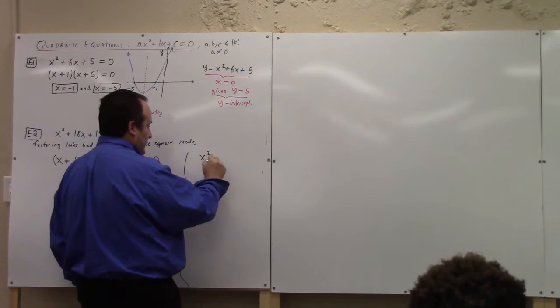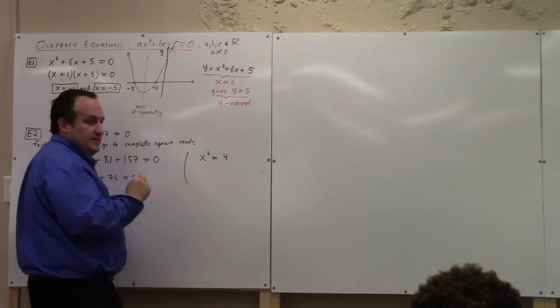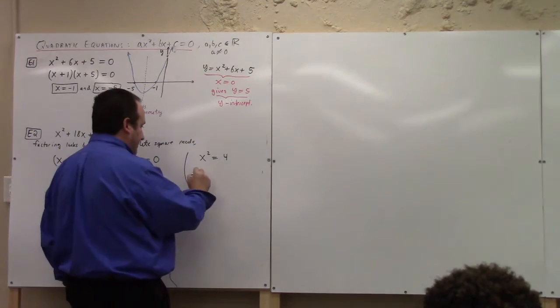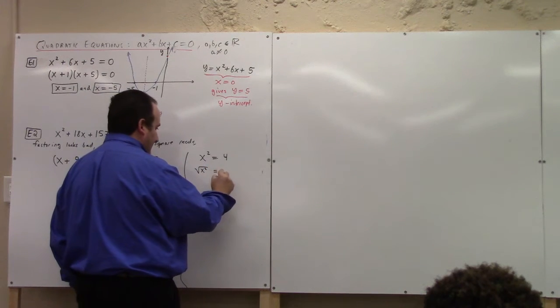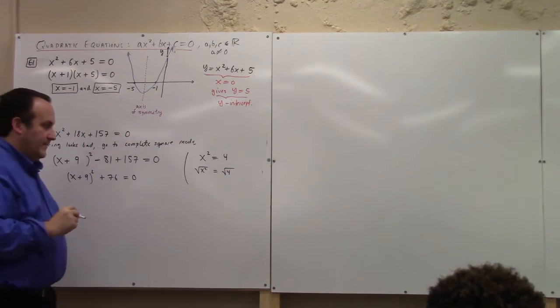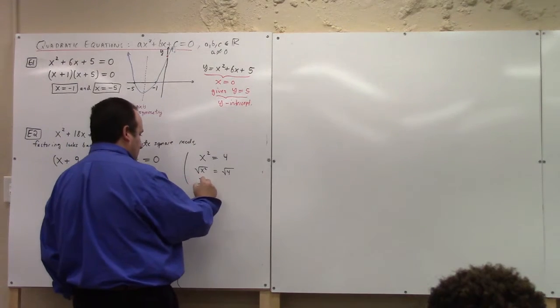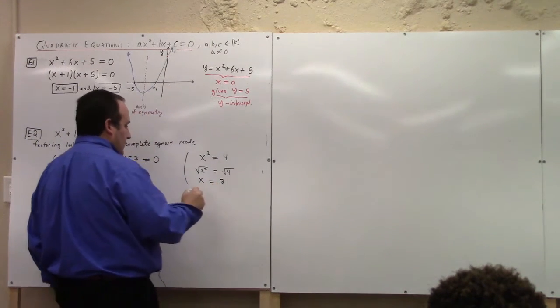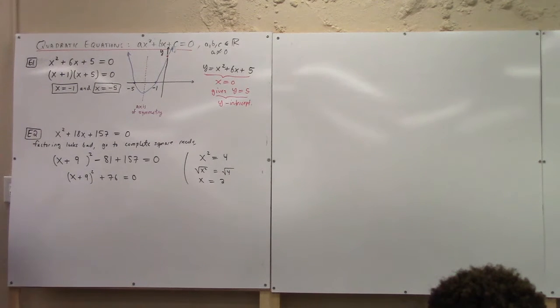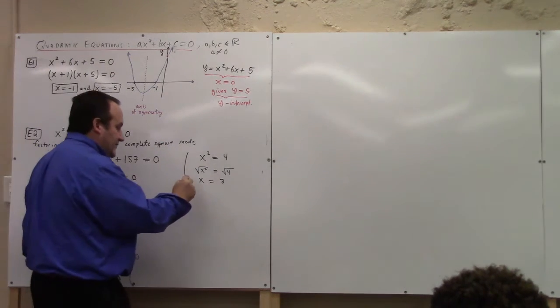If I had x squared equals to 4, and I take the square root of both sides, what do I get? It would seem to indicate x equals to 2, right? But it's inaccurate. The reason is the square root of x squared is not just x, actually. The square root of x squared is the absolute value of x.